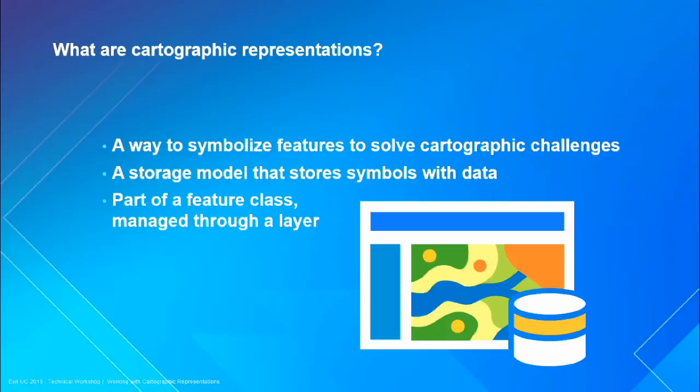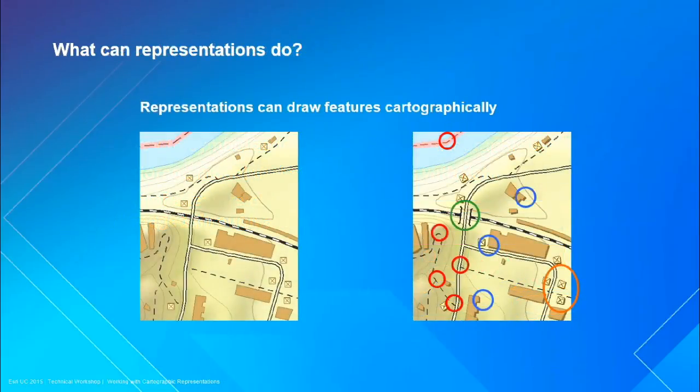So representations really are a part of a feature class, but since we are thinking about the way the features are displayed, we manage them through the layer. And that's a tricky concept because nothing else that we do with the layer really impacts the source data. But it's important to understand that when you're working with representations, you can be actually impacting your source data. And you're going to see us refer back to that a few times throughout the presentation and through some of the demos that Jake gives. So let's look at a couple examples.